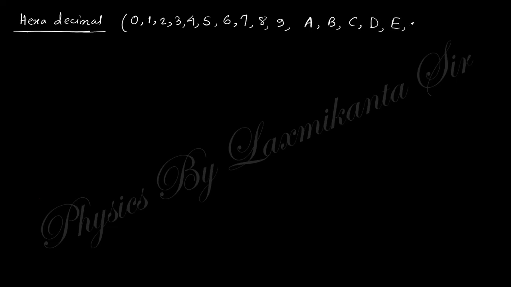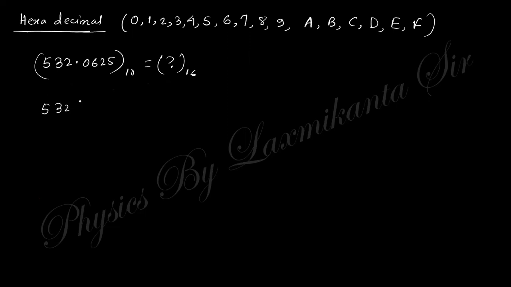Hexadecimal. Hexadecimal means 16. That is 0, 1, 2, 3, 4, 5, 6, 7, 8, 9, and then A, B, C, D, E, F. Right? So, any decimal number, suppose 532.125 or 0.625, like that, you need to change into hexadecimal number.